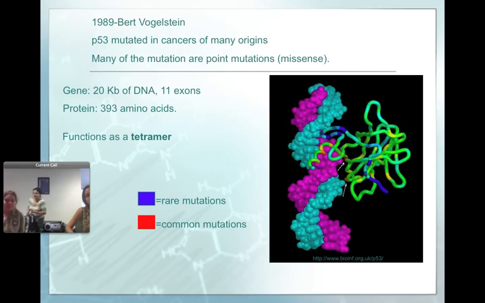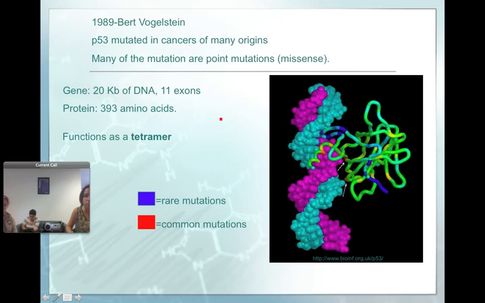All right. So P53 functions as a tetramer. And this is what it looks like bound to DNA. Here's a copy of P53. These are some of the more common mutations, the ones in red, which are highlighted by arrows. And you'll see they're the ones that actually interact with the DNA, because this is our double helix.